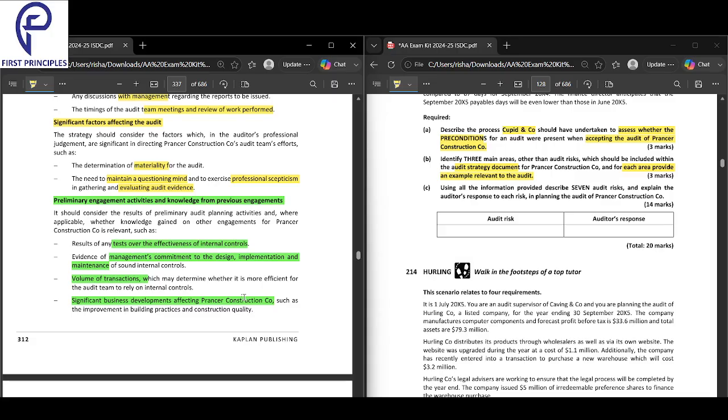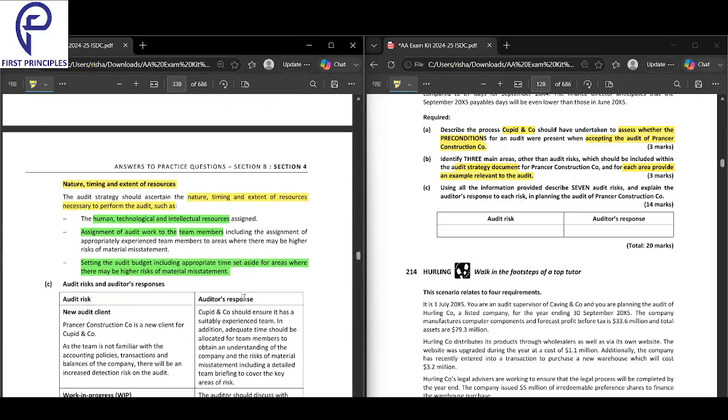Finally, preliminary engagement activities. Initially, when you did the activities, what was the result? In the previous year, when you did the audit, what knowledge was gained? Then nature, timing, and extent of resources. What are the tools? Who are the people, and what is the assignment? Which people are you assigning? Those are really important. Who is allocated what kind of work?